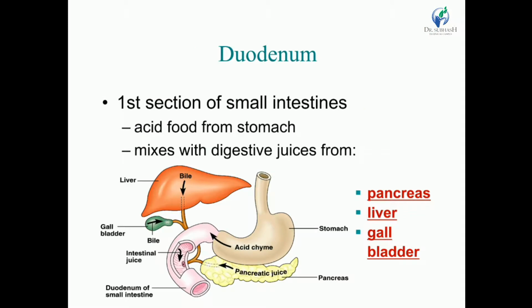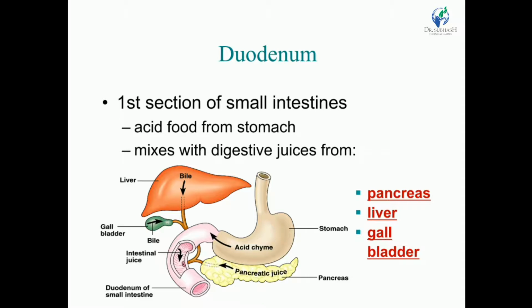The duodenum is the first section of the small intestine. In it we can see that acidic chyme, the acidic content of the stomach, will enter into the duodenum with the help of the pyloric sphincter, and it mixes with the digestive juices released from the pancreas, liver, and the gallbladder. Here, one can understand that the nature of the food entering the small intestine is acidic.